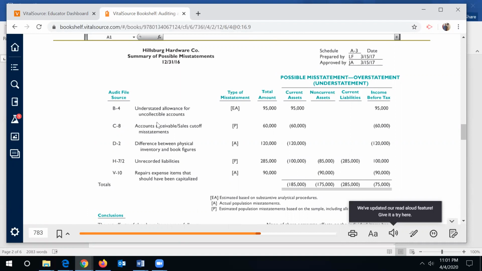such as understated allowance for uncollectible accounts. The client didn't have it as big as it should be, $95,000, individually immaterial. Then there were some accounts receivable sales cutoff misstatements.